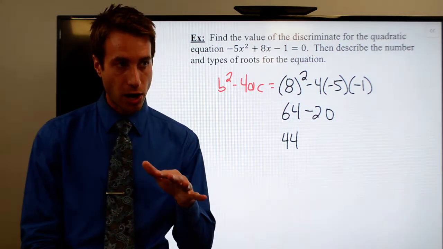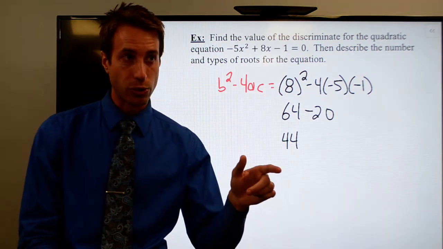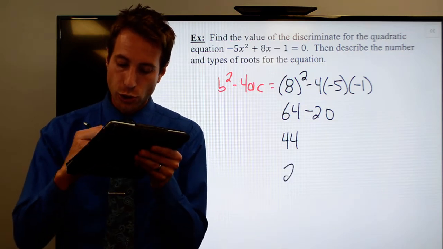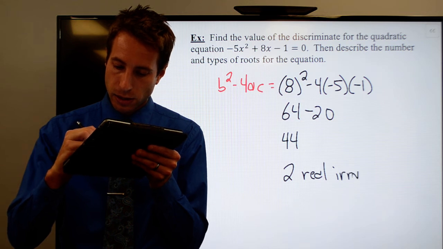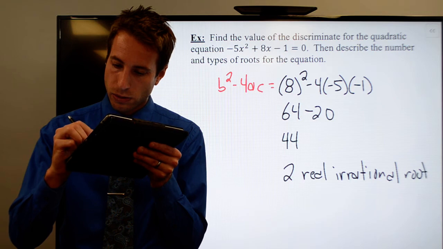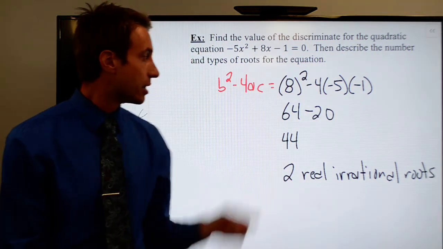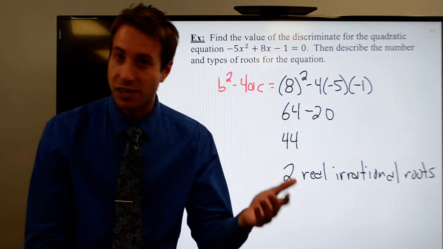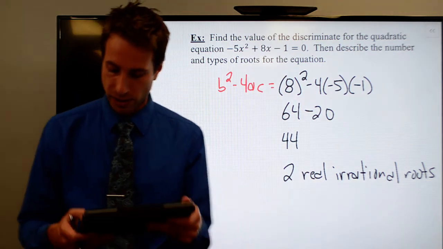Okay, 44 is a positive number, but 44 is not a perfect square. So positive number, not a perfect square. So when I take the square root of 44, it's going to be irrational. So I wind up with two real irrational roots. And again, that all just comes from the chart. But it should make perfect sense, right? The b squared minus 4ac, you're going to take the square root of that, and the square root of 44 is irrational. So you don't even need the chart. You know they're going to be irrational numbers.